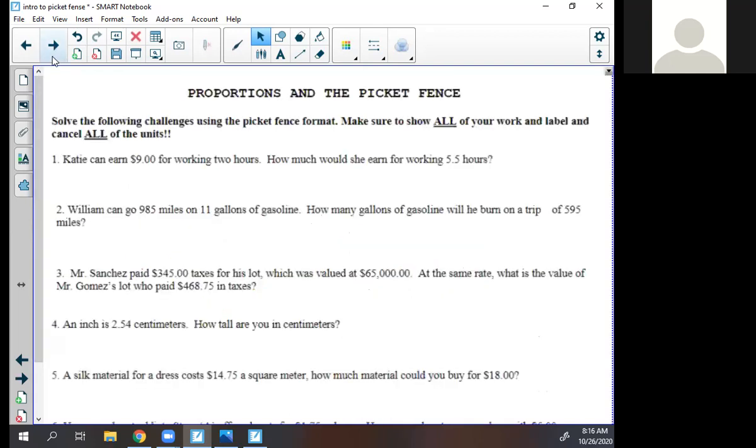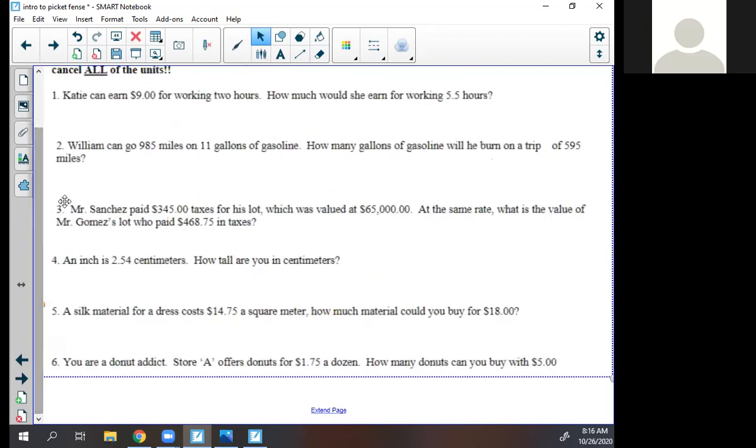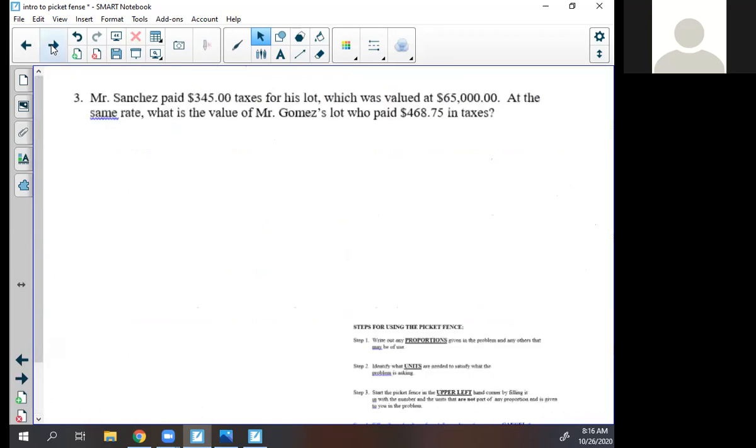Okay, let me help you with number 3. Mr. Sanchez. This one's tricky because everything's money. But if we think about tax versus value, then they're 2 different styles of money. Does that kind of make sense? So I have it bigger on this page. Mr. Sanchez paid $345 of taxes for his lot, which was valued at $65,000. At the same rate, what is the value of Mr. Gomez's lot, who paid $468.75?